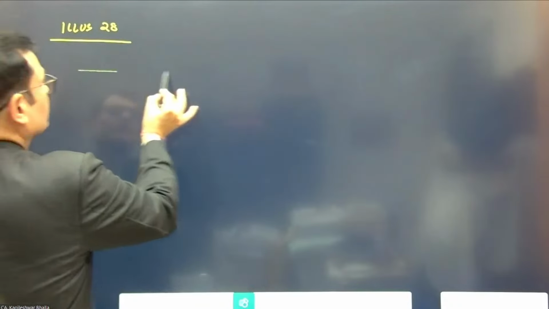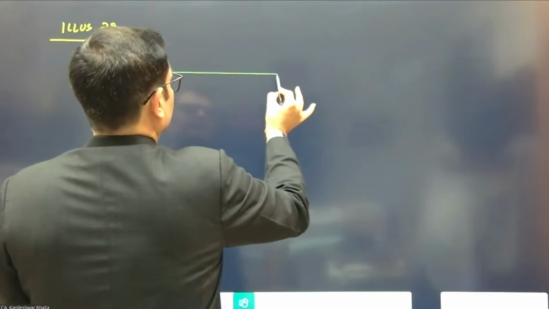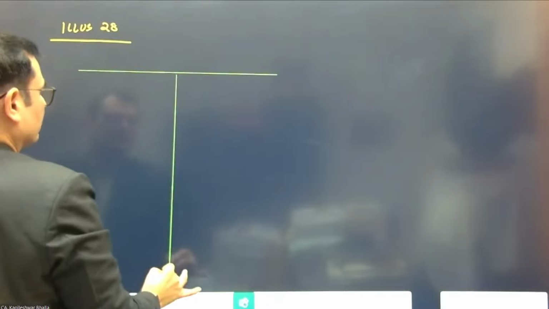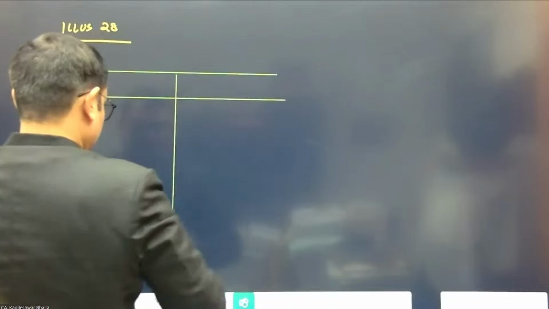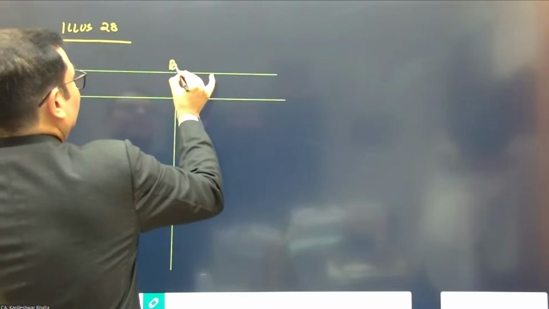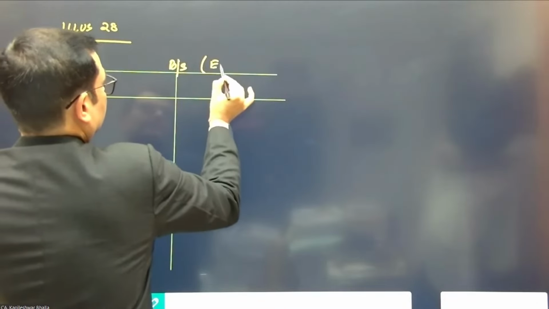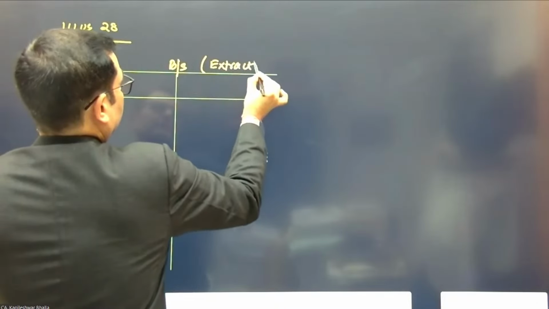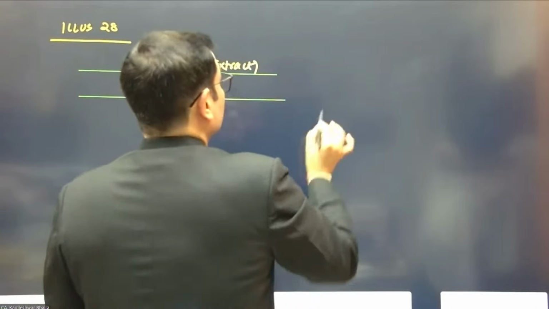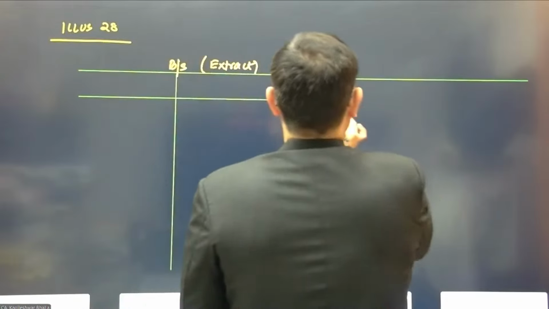Imagine this is my extract balance sheet. So I am making this balance sheet extract. I am making the extract balance sheet, and I'm also making a SOCIE.